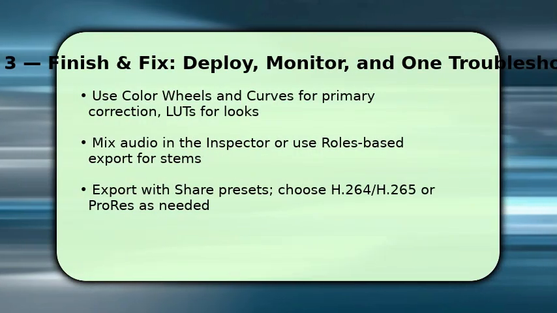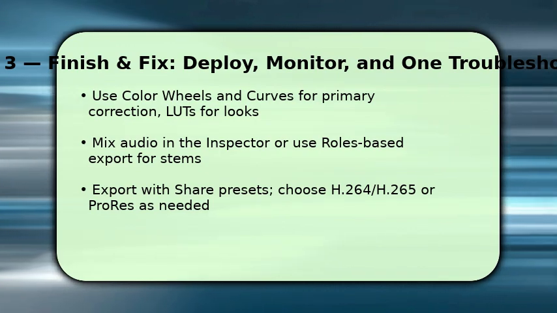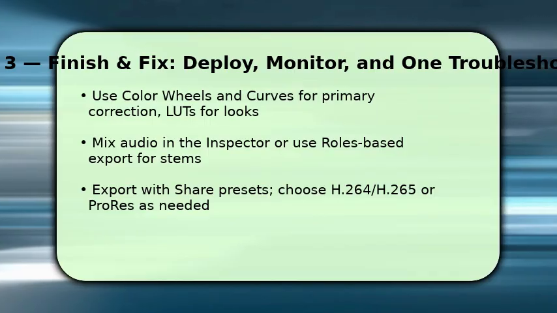Open the color inspector, correct exposure with color wheels, then finesse contrast using curves. Apply a LUT only after primary correction. For sound, reduce noise, set levels with the inspector, and use roles to export stems like dialogue versus music.